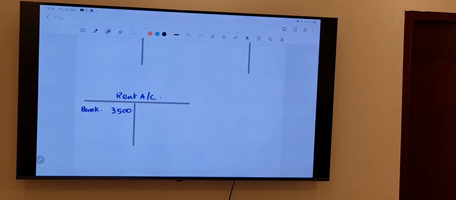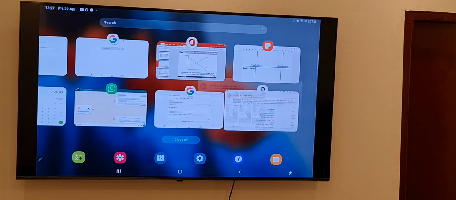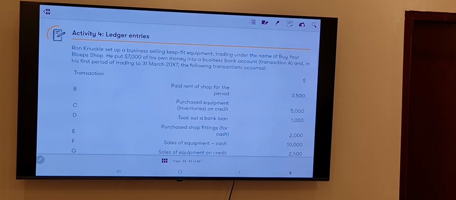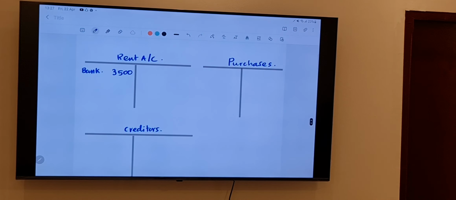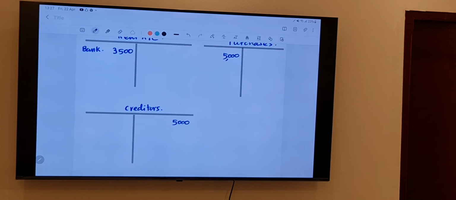How much is the amount? 5,000. And this is purchased on credit. So then we need to have another account. You can say creditors, trade suppliers, trade creditors, payables, any word you can use. Now, what is the double entry then? Debit purchases, 5,000. Very good. And then credit creditors, 5,000. For the narration, here I will write creditors, and here I will write purchases.